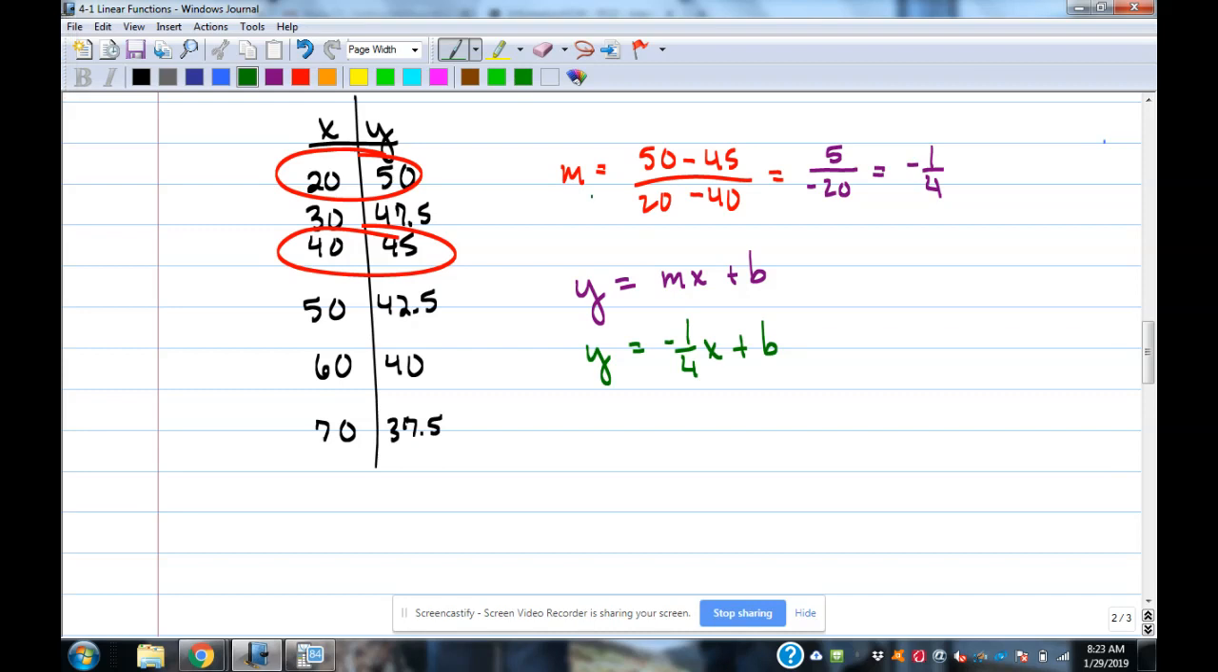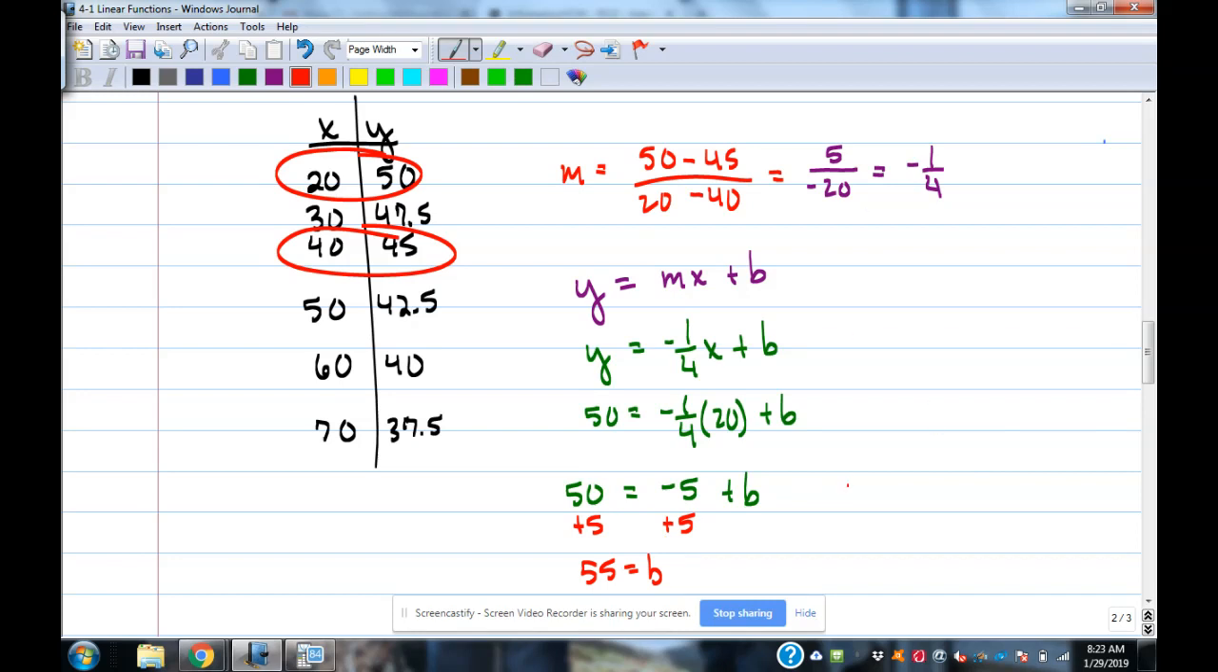So how can I do that? Plug in an x and a y so that b is the only variable that's left. I'm going to pick one of these two ordered pairs that I used to find my slope and plug that in for x and y. 20 and 50 looks like a good one. 50 for y, 20 for x. So that's negative 5. Add 5. b is 55. So our y-intercept is at 55.